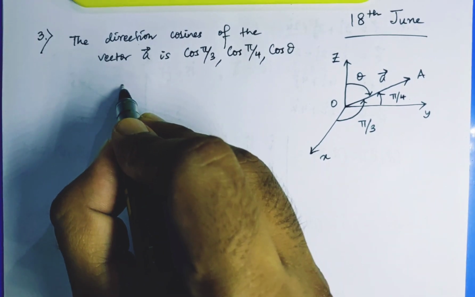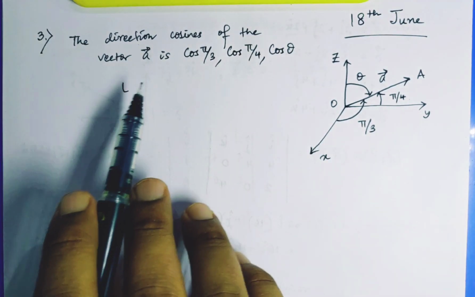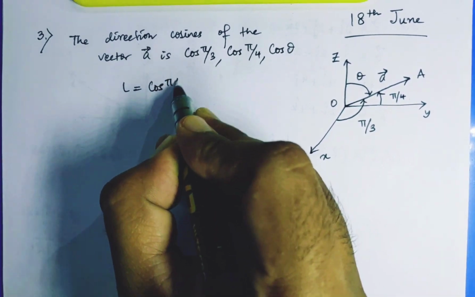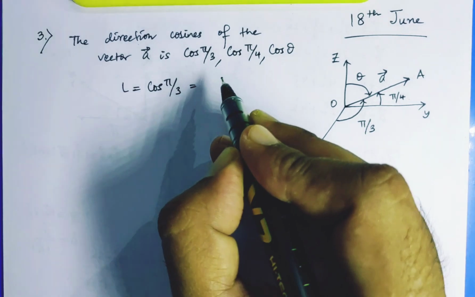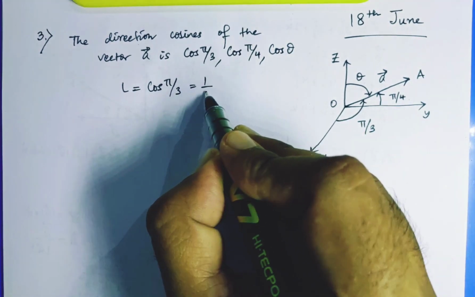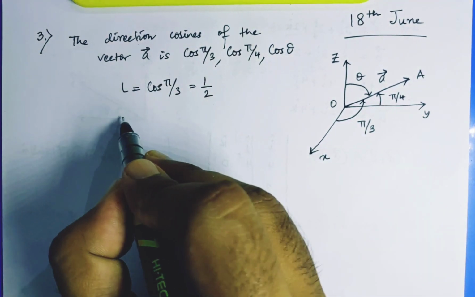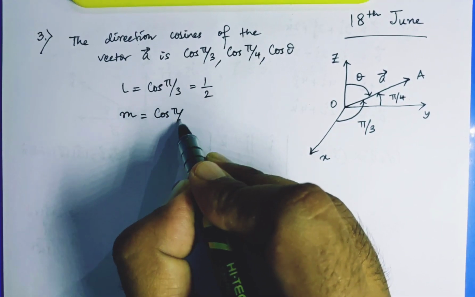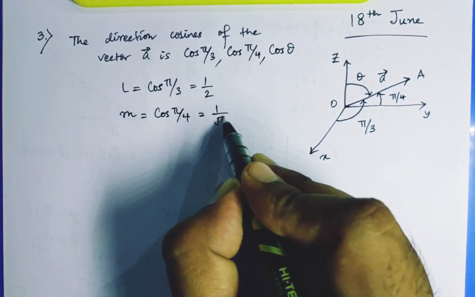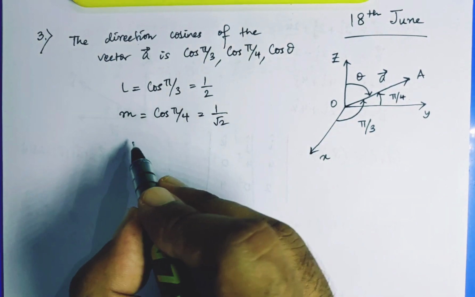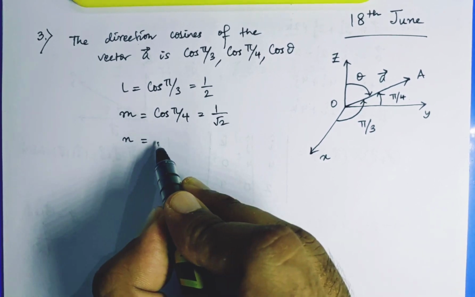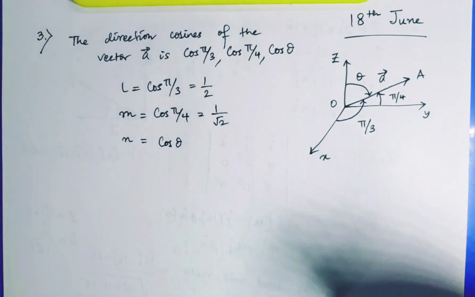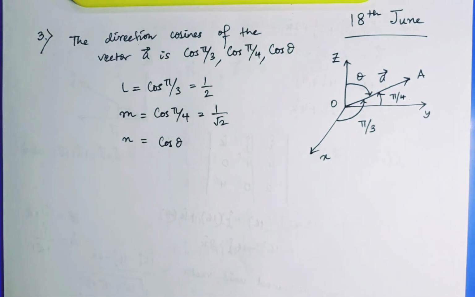Now, direction cosine in the x-axis is denoted as L. So L is what? Cos alpha, right? So here I will write L is equal to cos pi by 3, and cos pi by 3 is half, right? Now L, after L we have M. Now M is your cos pi by 4, and that is 1 by root 2, right? And the last one, that is N, and that is cos theta, and that is equal to nothing. That is what we have to find, right?